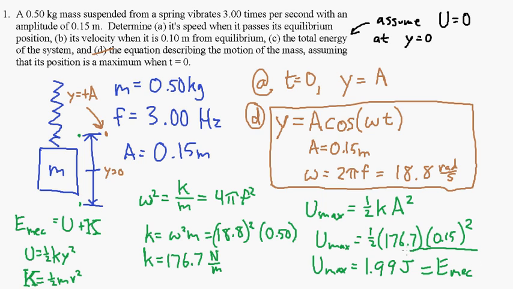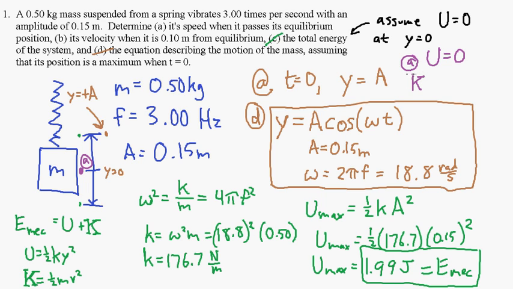E mech, 1.99 joules. So that takes care of this guy. Speed when it passes the equilibrium position. Well, in the equilibrium position, let's do part A up here. In the equilibrium position, y equals 0, which means that potential energy equals 0. So at this point, the point we're interested in for part A, potential energy is 0.